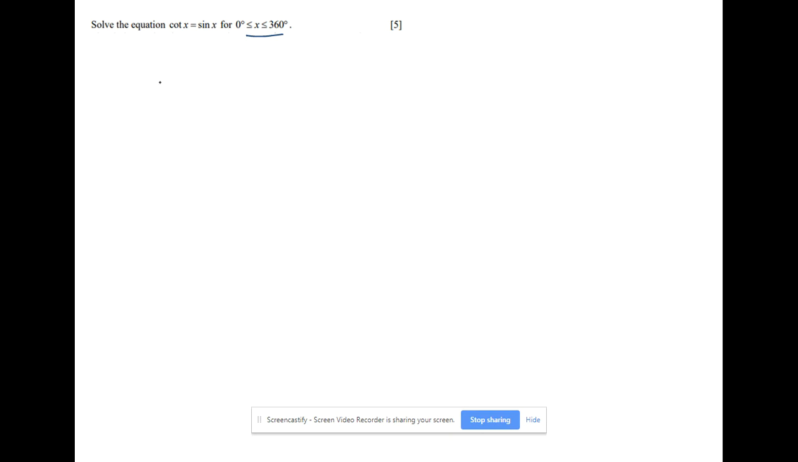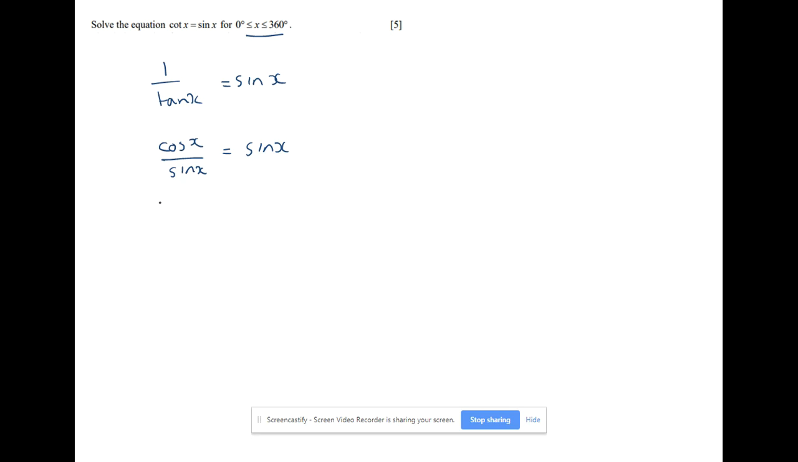So first of all, cot x, we can say, is the same as 1 over tan x, that equals sine x. Now tan is sine over cos, which means that cot is the same as cos over sine. So we can end up replacing that with cos x over sine x equals sine x.